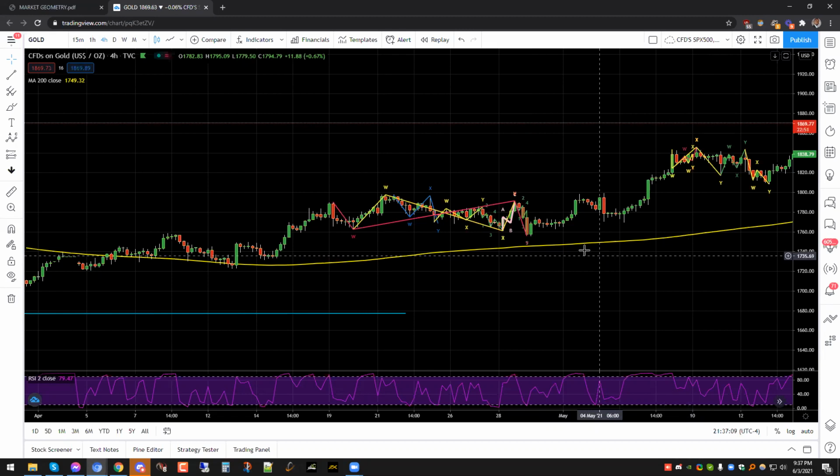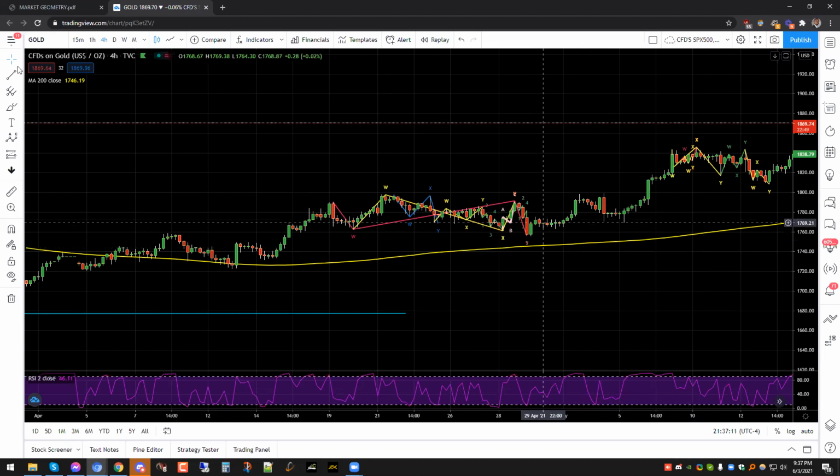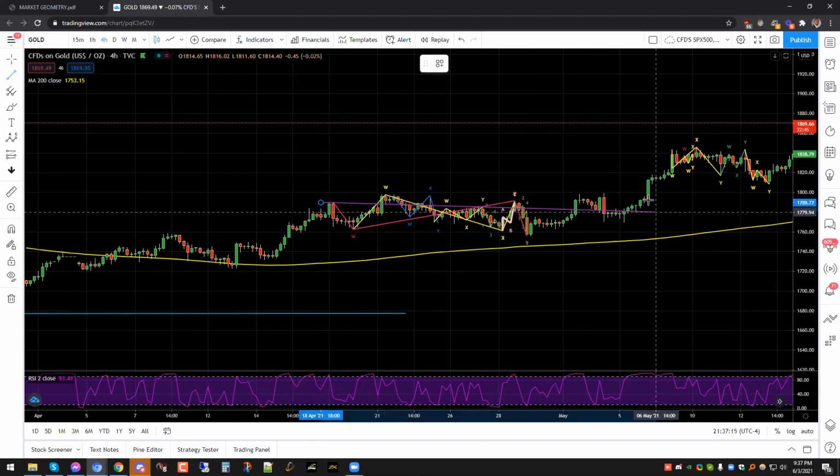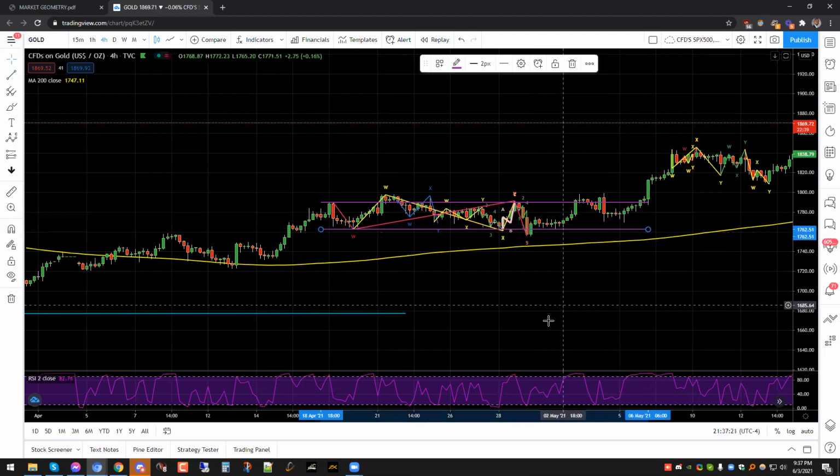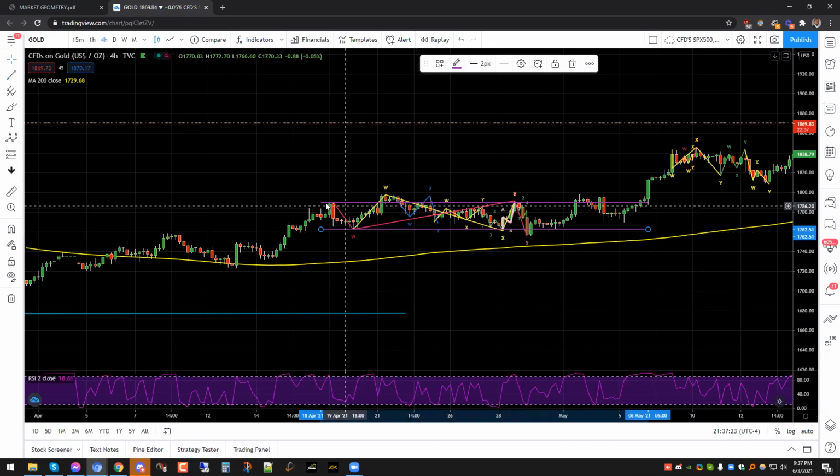So we need to be able to sit out of corrective formations. And one of the ways I use to sit out of corrective formations is with the knowledge of knowing that the flat pattern is very common. You can always create a horizontal line at the high. So when price is pulling back, you create a horizontal line at the high. Once you create a horizontal line at the high, the price pulls back.